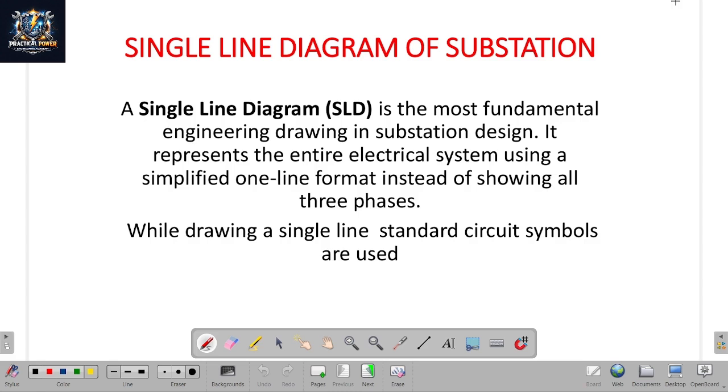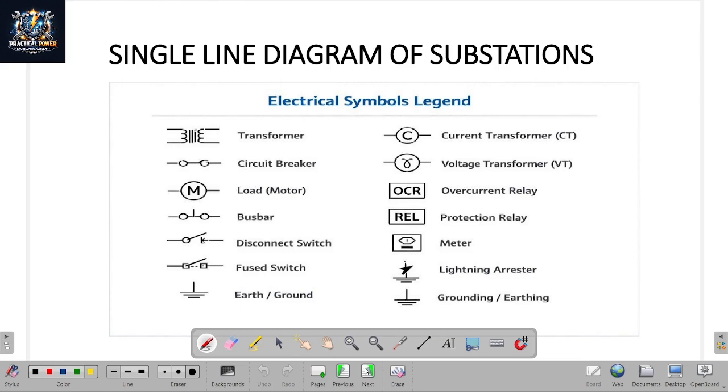While drawing a single line diagram, standard circuit symbols are used for the components of the substation. These are the most important circuit symbols. Electrical symbols legend: here the transformer, circuit breaker, and load as motor. This is the busbar, this is the connection switch.